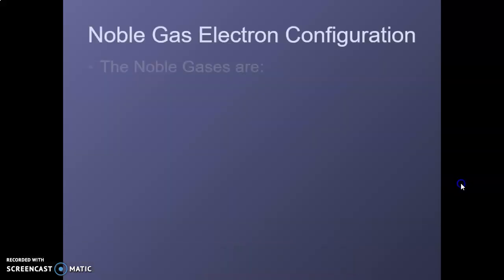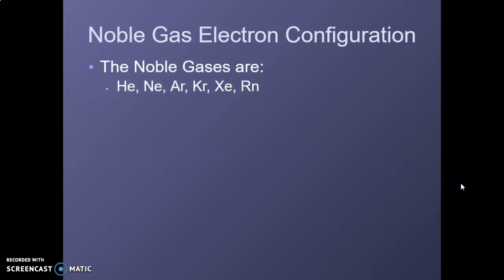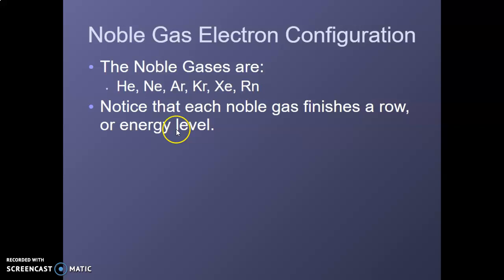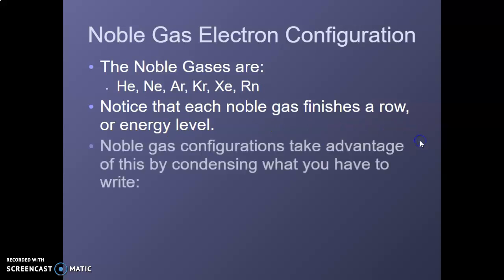Okay, so noble gas electron configurations. The noble gases are listed right there on the far right-hand side of the periodic table. And what we might notice is that each one is at the very end of that particular row. It's on the far right-hand side of each horizontal row on the periodic table. Noble gas configurations take advantage of this by condensing what you have to write something that looks like this. So let's take a look.